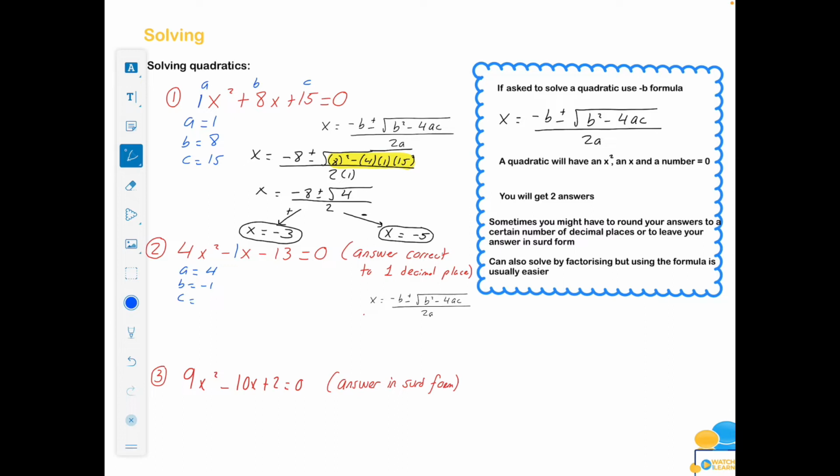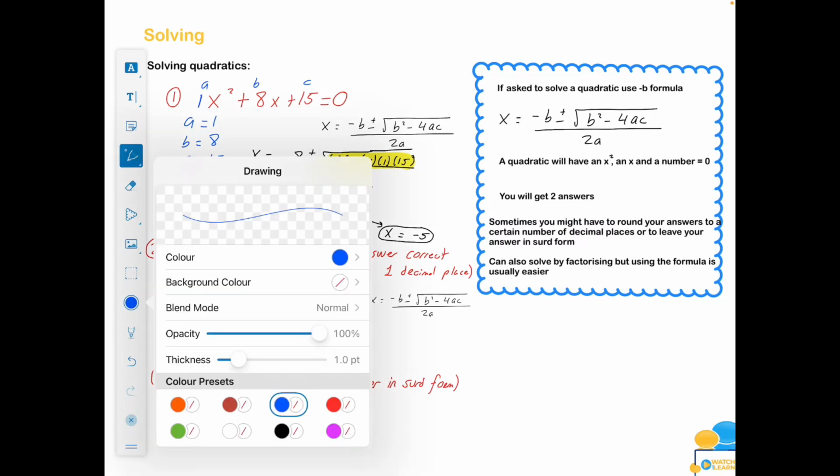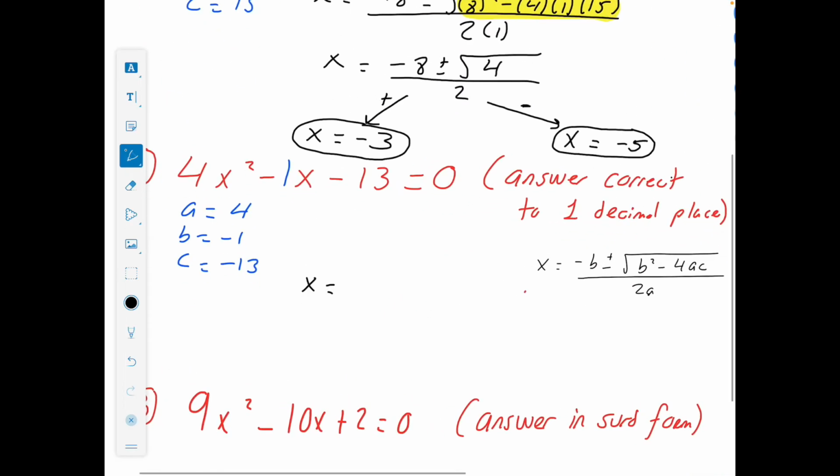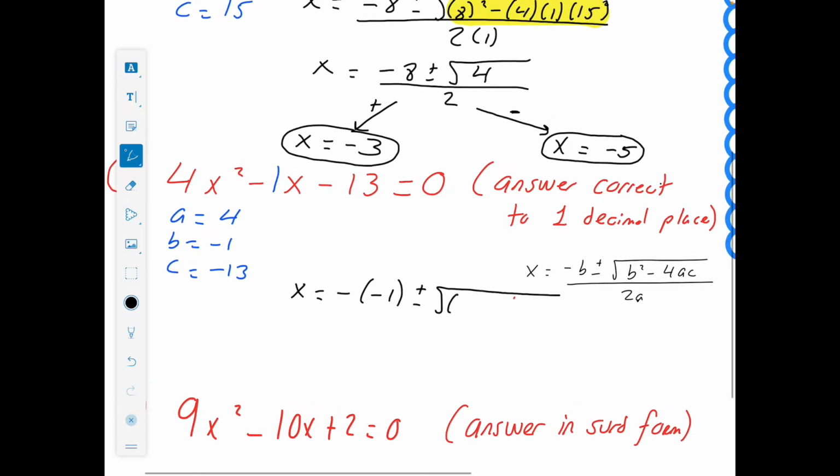So we're going to say that a is the number in front of x squared, which is 4. B is the number in front of x. Remember, we can write a 1 there, so b is minus 1. And c is the number on its own, so c is minus 13. So we're going to say x is equal to, now, this is where they catch people out. So from the formula, there's a minus b. So we've minus 1. So we've our minus sign from the formula, and then we have our minus sign from our equation.